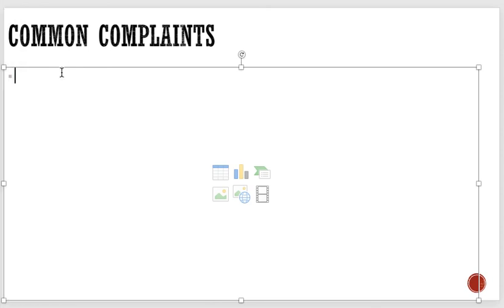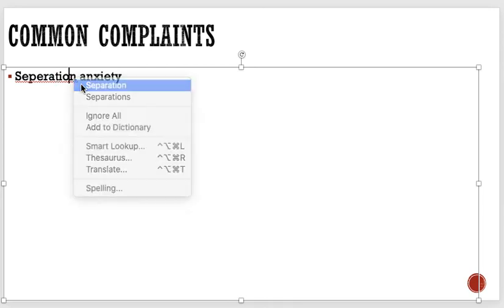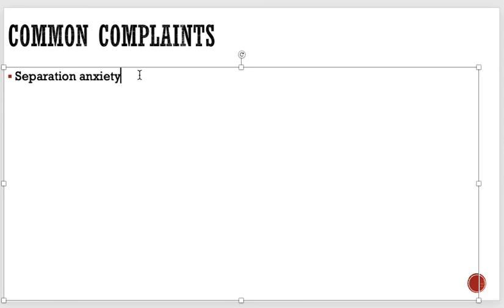And this is something called separation anxiety. Okay, so they develop the separation anxiety by that time, around 6 to 8 months of age.